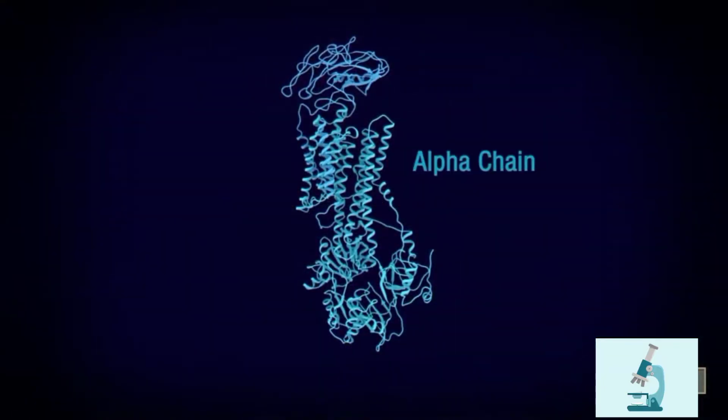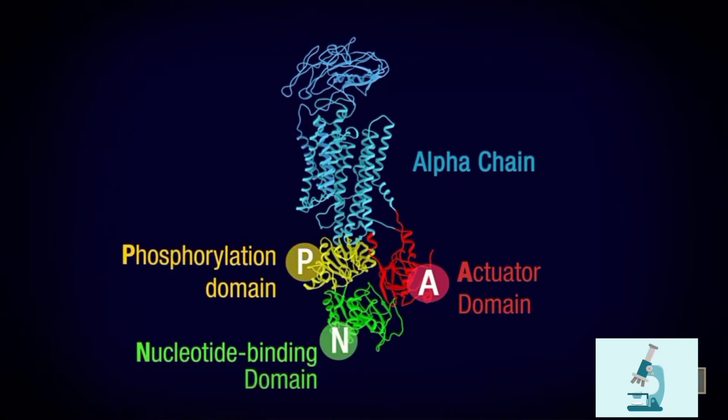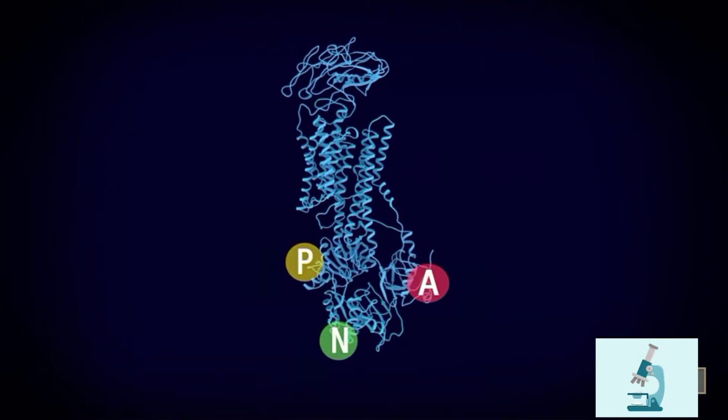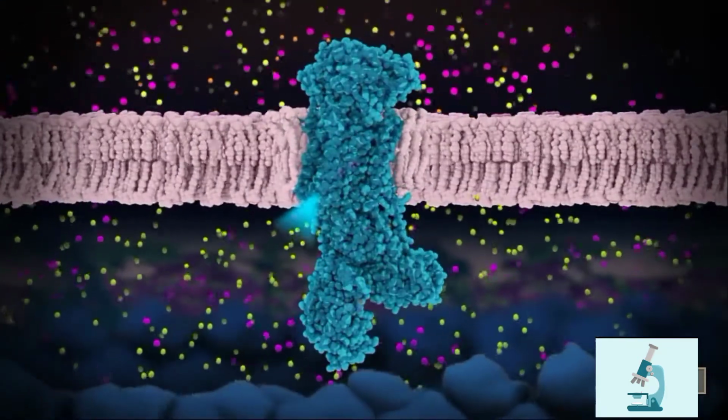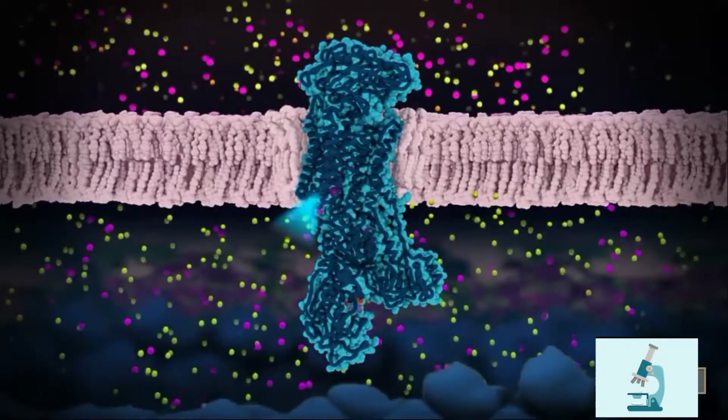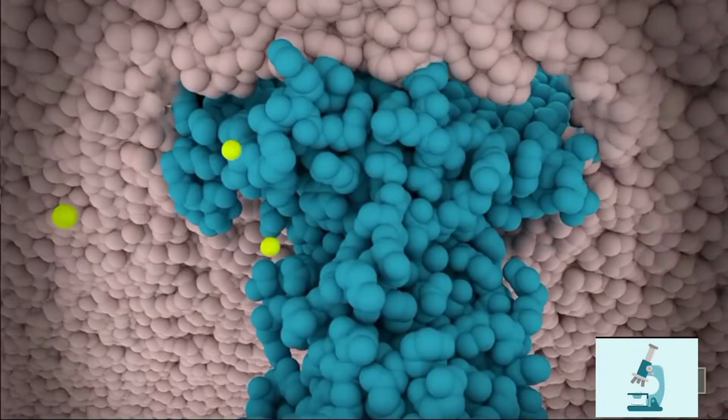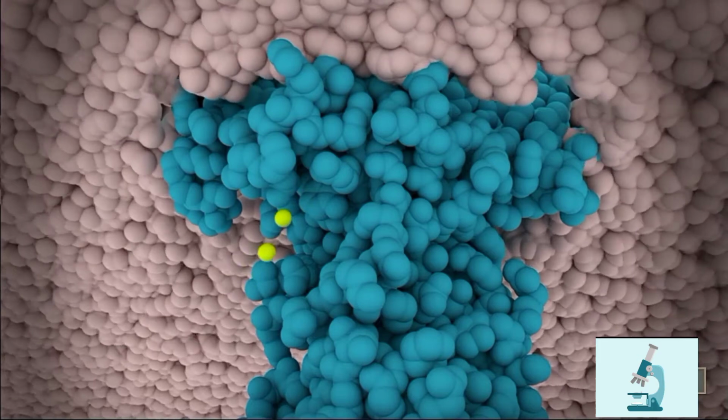This molecular machine comprises 3 chains, alpha, beta, and gamma. Within the alpha chain, 3 domains, A, P, and N, form the core engine of the pump. The pumping cycle occurs in several steps. With ATP bound in the N site and the transmembrane region open into the cell, the pump binds 3 sodium ions from the cytoplasm.